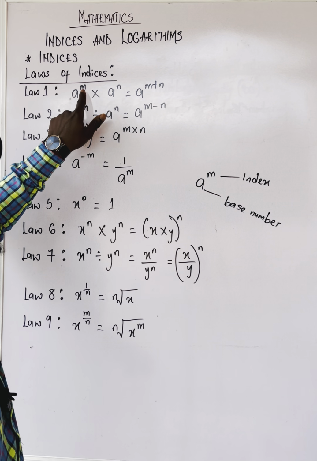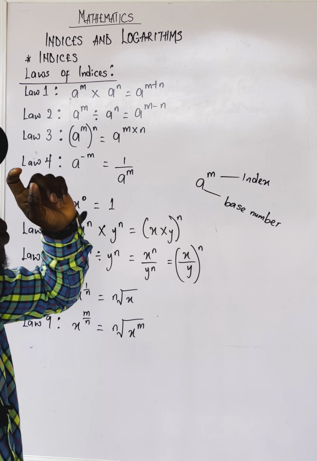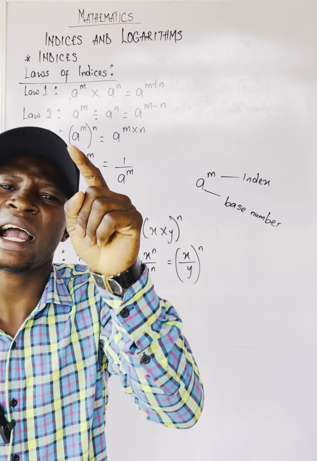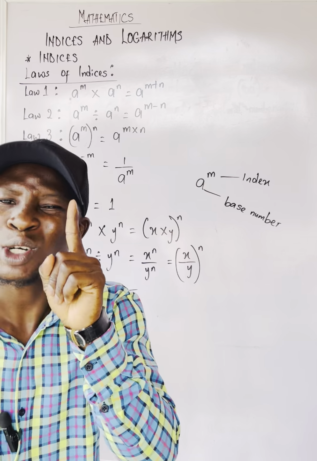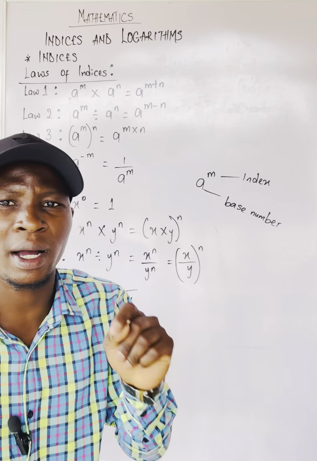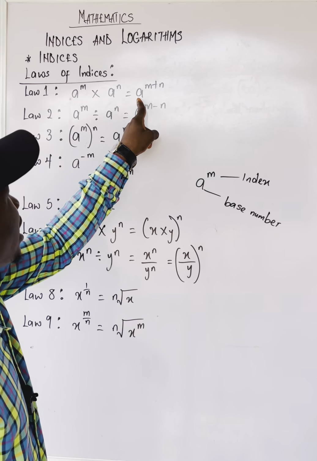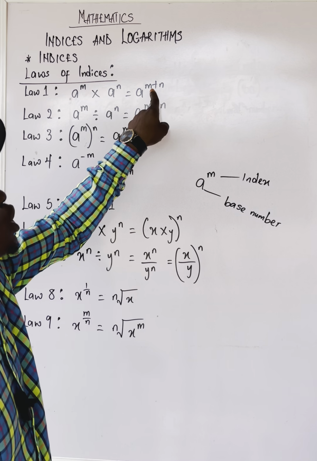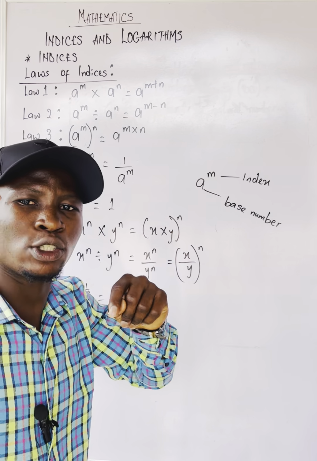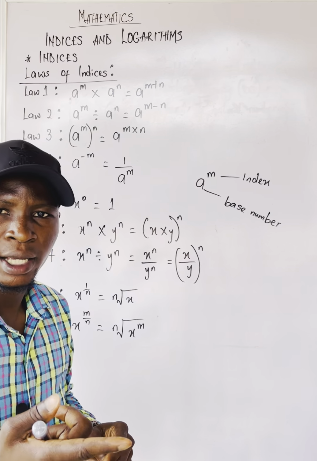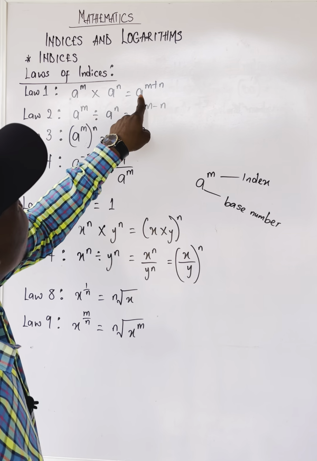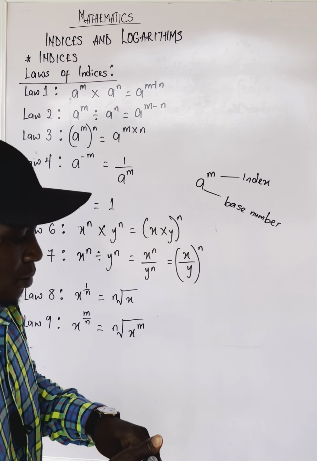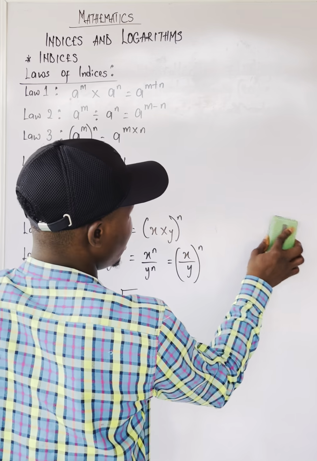So a raised to power m multiplied by a raised to power n. What does the law say? When they have the same base number and it is a multiplication sign, you pick one base, that will be a. Then if it is multiplication, what do you do to the index? You add. So that will be a raised to power m plus n.